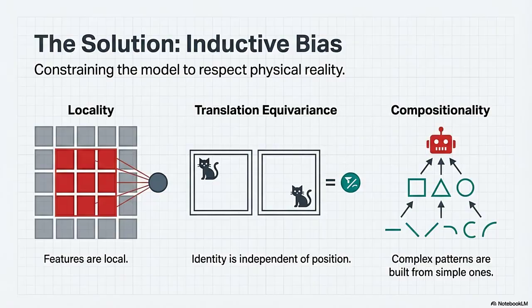CNNs are built on 3 incredibly powerful and, frankly, common sense ideas. These are the built-in assumptions that make them so good at vision. First, locality, the idea that a pixel's meaning comes from its immediate neighborhood. Second, what we call translation equivariance. Basically, a cat is a cat, whether it's in the top corner or the bottom corner of the image. And third, compositionality, the idea that we build up complex things, like a face, from simpler parts, like eyes, noses, and edges. By baking these ideas right into the architecture, we make the network's job so much easier.